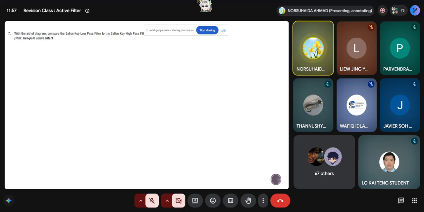Okay, next is question number 7. With the aid of diagram, compare the Sallen-Key low pass filter to the Sallen-Key high pass filter. Okay, so Sallen-Key means that this is the two-pole active filter. Sallen-Key means two-pole active filter. Doesn't matter this is low pass or high pass. Please be reminded that for low pass filter or high pass filter, if mentioned Sallen-Key, meaning that this is two-pole active filter. Right? So for this question number 7, we need to compare the low pass and high pass filter for Sallen-Key.